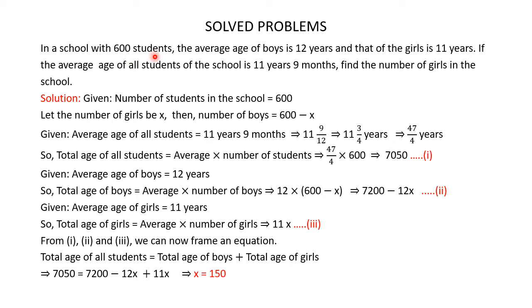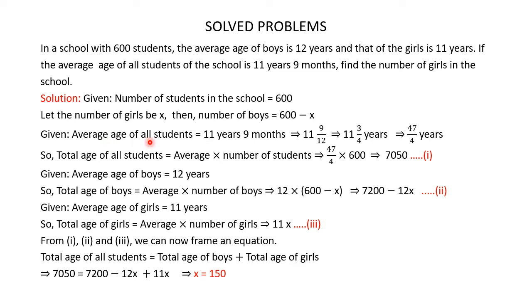In a school with 600 students, the average age of boys is 12 years and that of the girls is 11 years. If the average age of all the students of the school is 11 years 9 months, find the number of girls in the school. Now it's given that the number of students in the school is 600. We are supposed to find the number of girls in the school. So let the number of girls be x. Then number of boys will be 600 minus x.